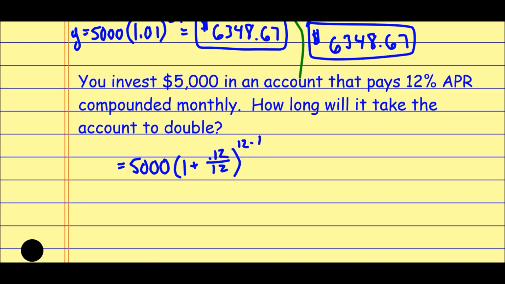Let me try again. See, it says right here, how long? It's asking me to find time, but it tells me how much I want this to equal. I want the amount in the account to double. So if I started with 5,000, I want to know when this is going to equal 10,000. And now I'm going to simplify a little bit. Let me simplify everything, and then I'll start solving this guy.